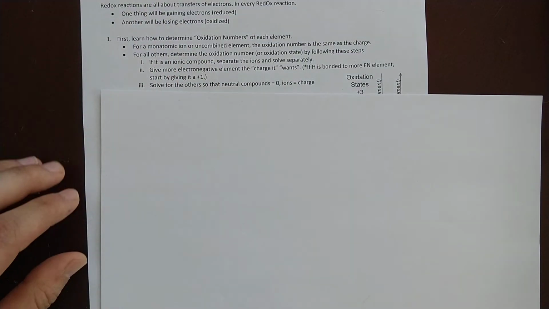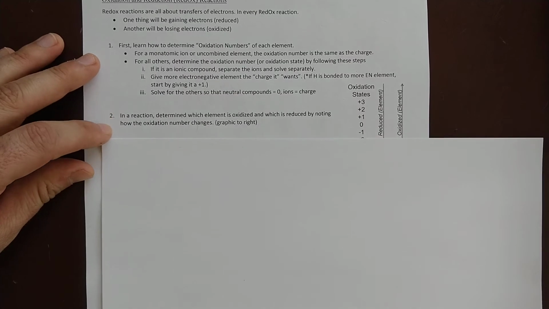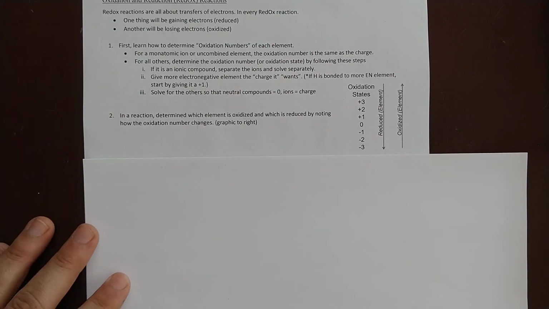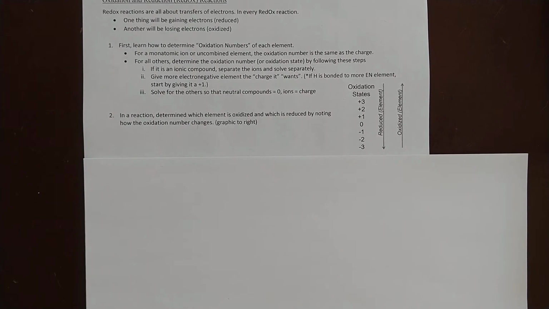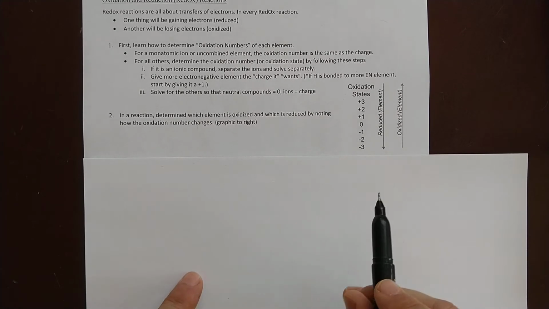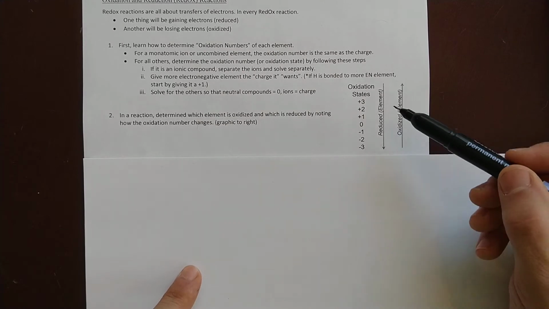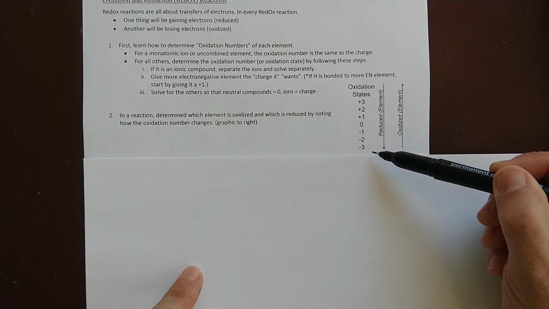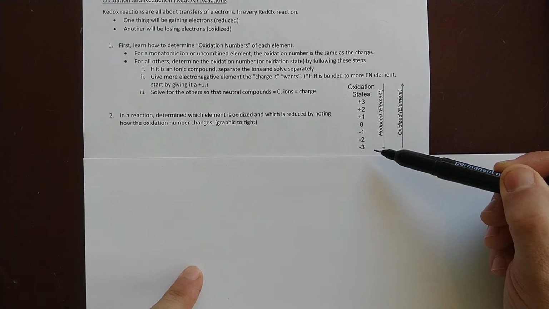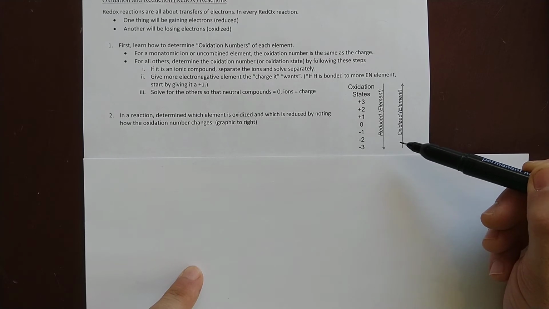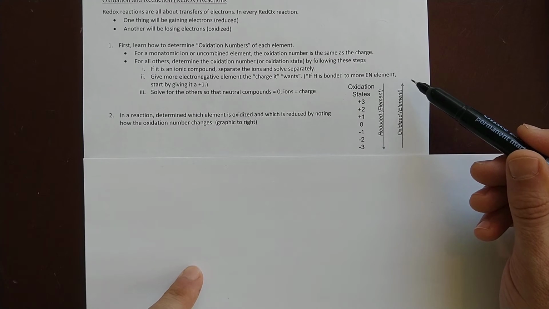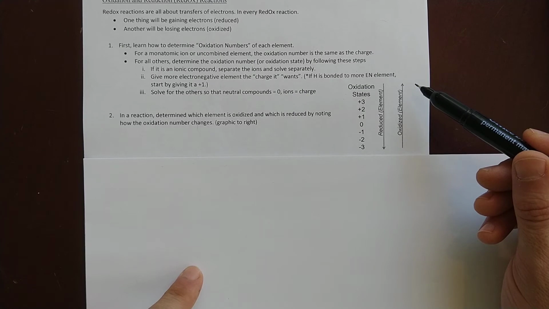Okay, so from there, once we're able to assign the oxidation states, then we need to determine whether something in a chemical reaction was oxidized or reduced. So here is our scale. The idea is if something goes down in its oxidation state in a chemical reaction, it was reduced. If it goes up in its oxidation state through a chemical reaction, it was oxidized.